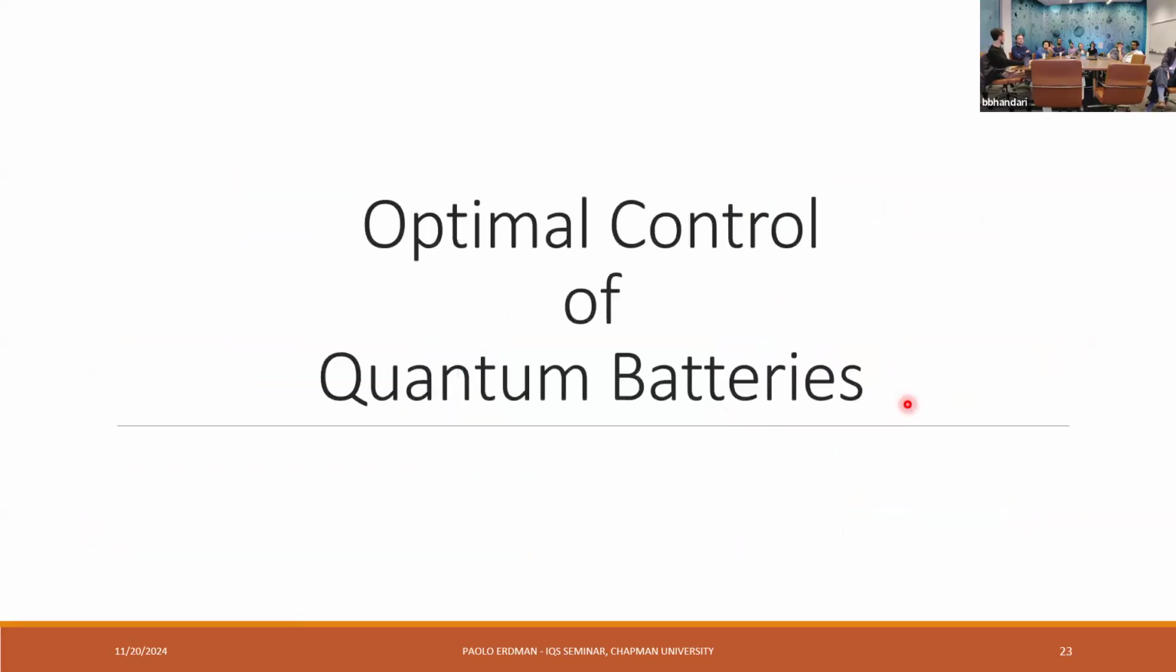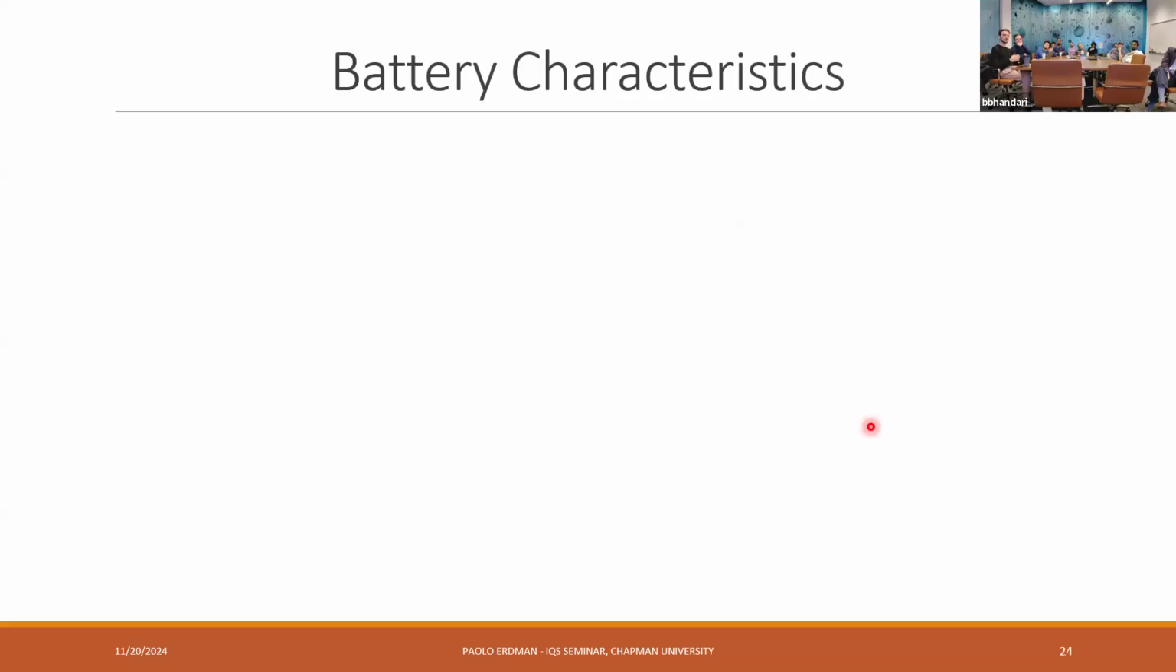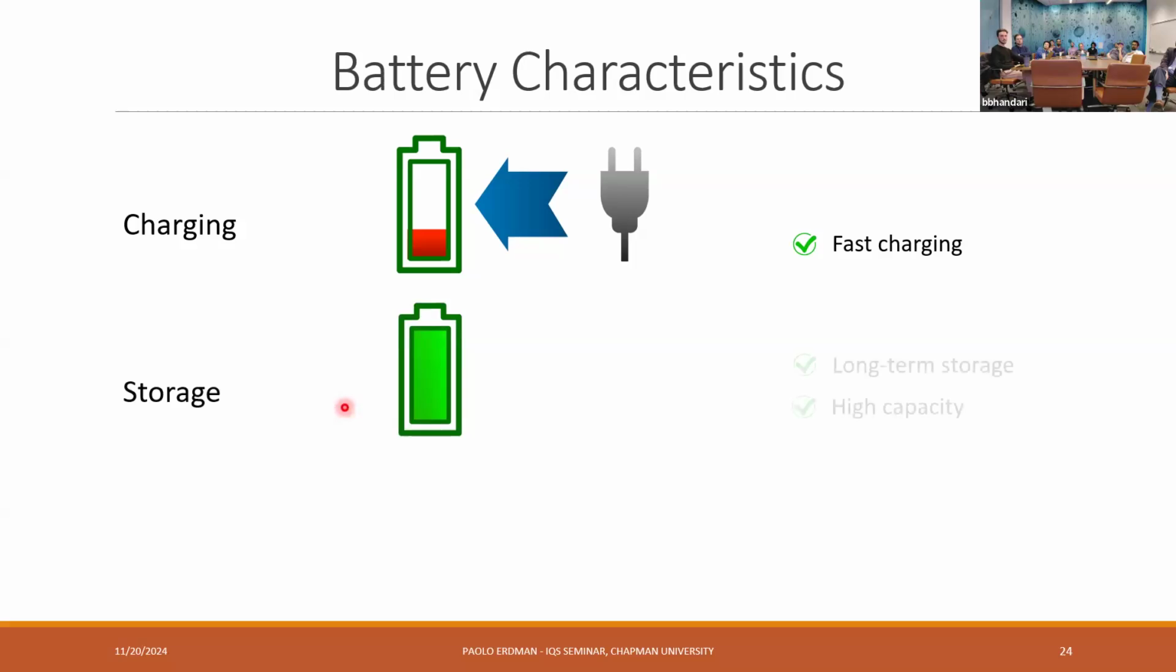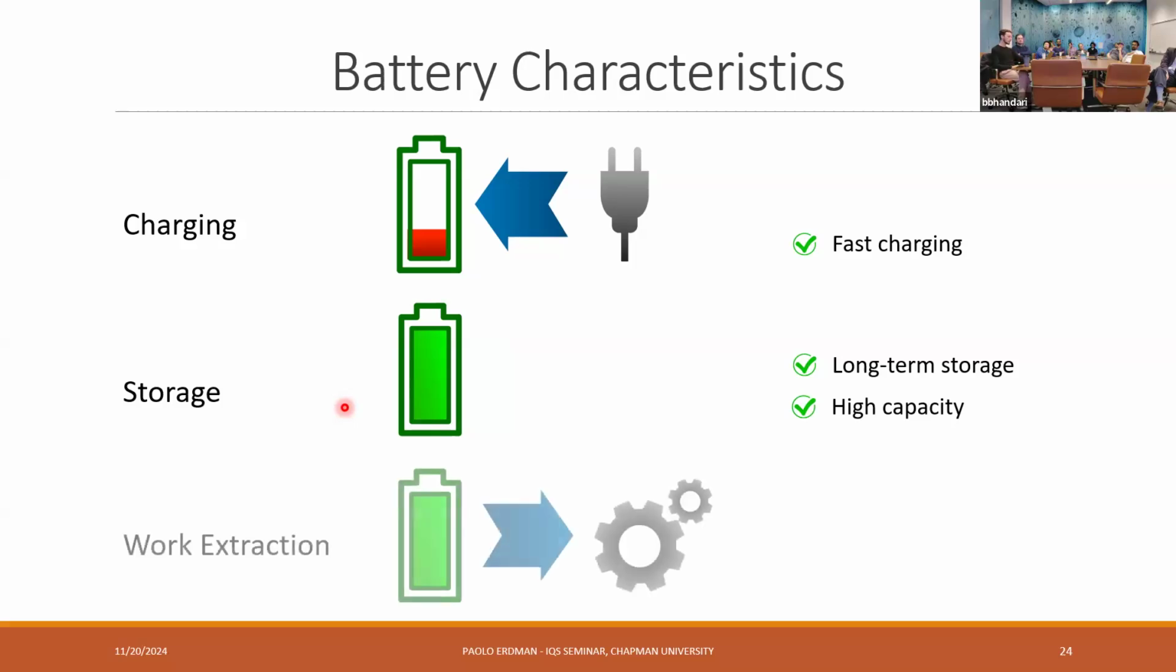Okay, so then we did something similar, but in the context of quantum batteries. So what does this mean? Forgetting the word quantum, a battery is a physical system that I guess should have the following characteristics. We want to be able to charge it, so to transfer energy to it. And ideally, we want to do this fast. We need to be able to store energy, and ideally it should have a high capacity and remain in the system for a long time.